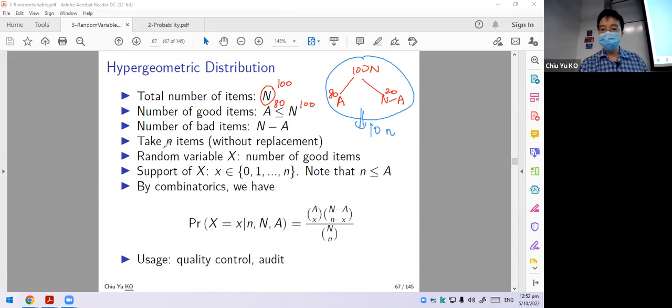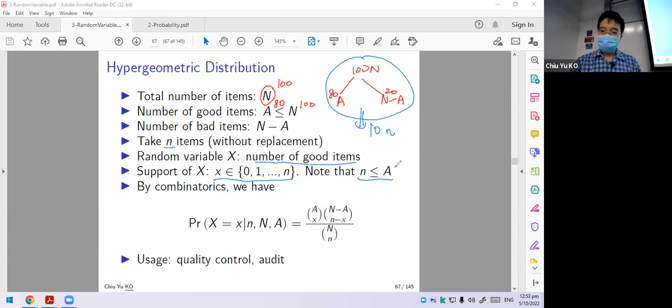Take n items, and we're asking the random variable: how many good items? So draw them, how many of them are iPhones? So there are 1 up to n iPhones. And do note that this n must be less than a, because otherwise the rest must be the bad phone. Because if you draw enough, there must be a bad phone.